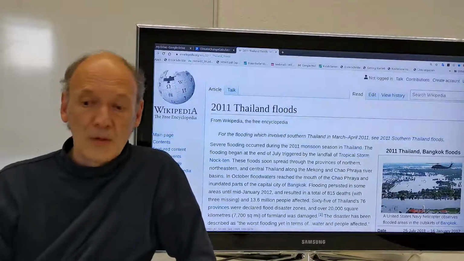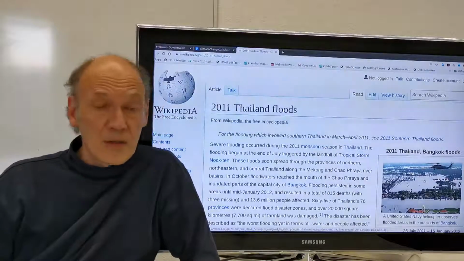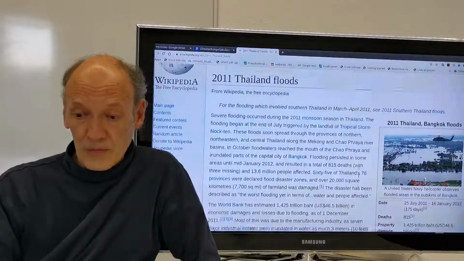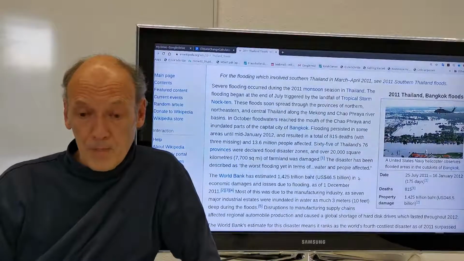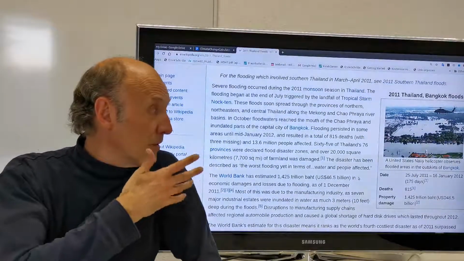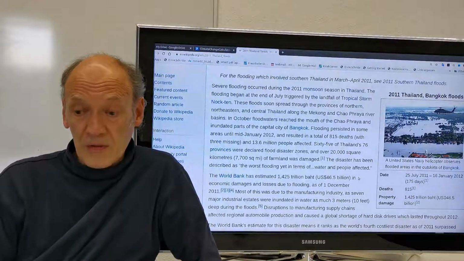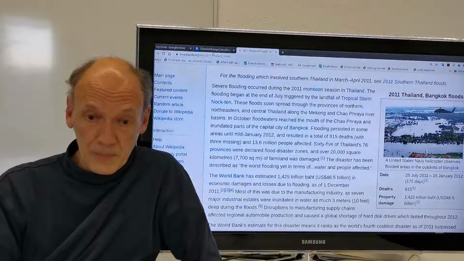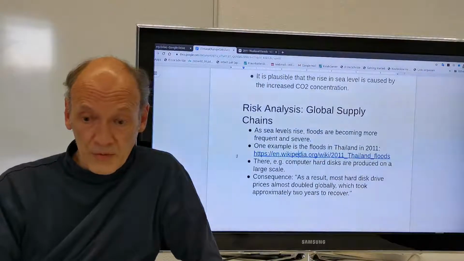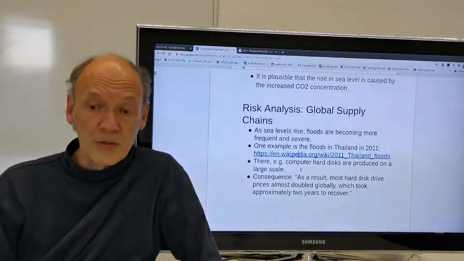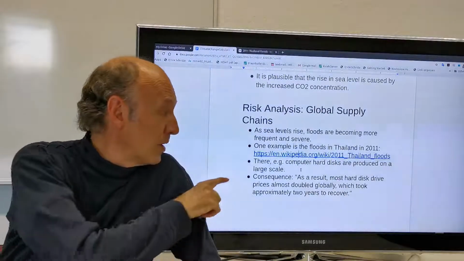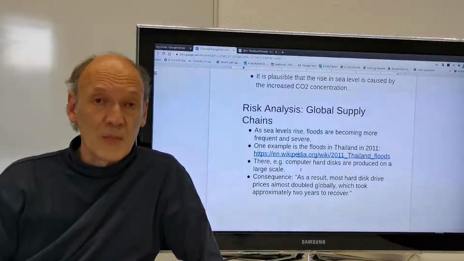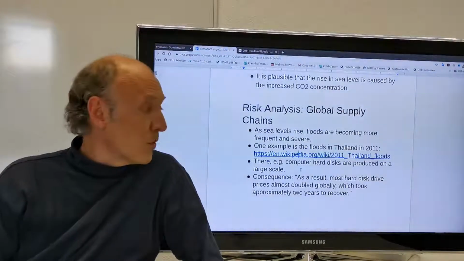You can see big parts of Bangkok in Thailand were flooded for several months, basically because this is an event which becomes more frequent with rising sea levels. And the consequence is actually quite interesting. So Bangkok is a center where computer hard disks are produced on a large scale. A big portion of the world's supply of hard disks for computers comes from Thailand and from Bangkok.